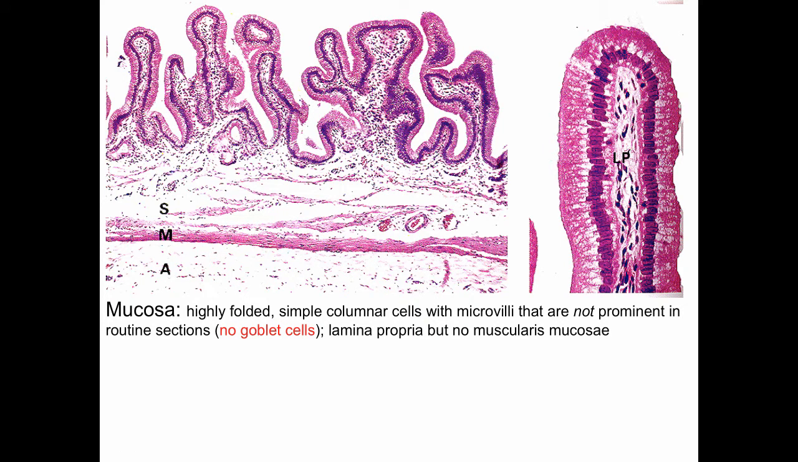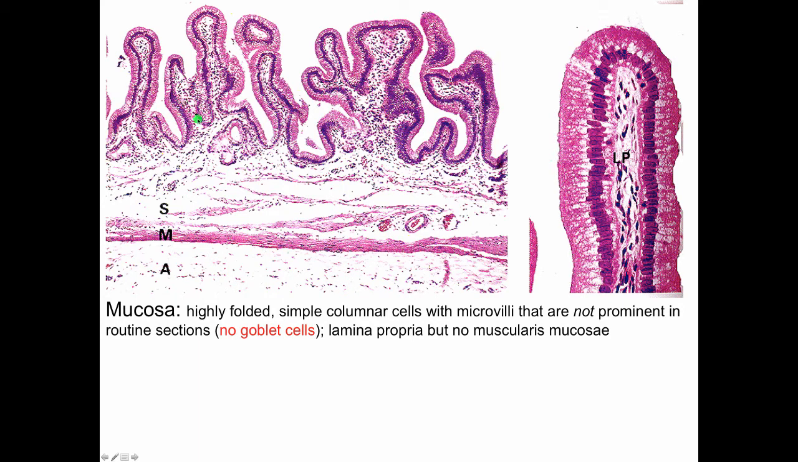Now, the mucosa of the gallbladder is very highly folded. It consists of a simple columnar epithelium with microvilli that are not that prominent in routine sections. The cells are very tall. They have clear apices. There are no goblet cells in the mucosa of the gallbladder. There is a lamina propria that can be identified in the gallbladder, but there's no muscularis mucosae that can be identified. So this would be an area of lamina propria.